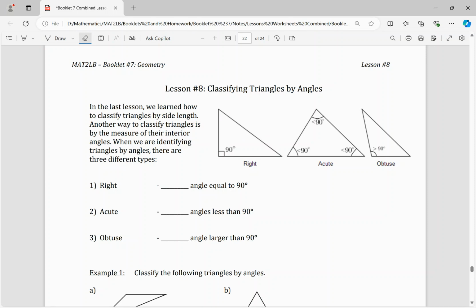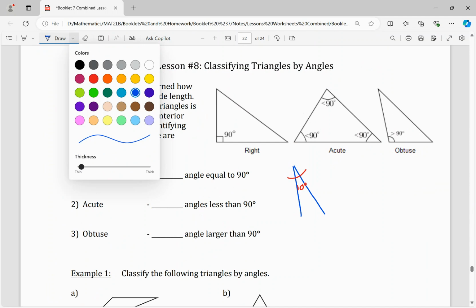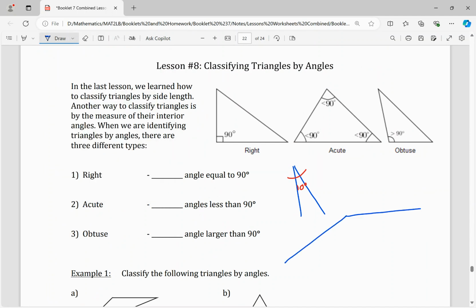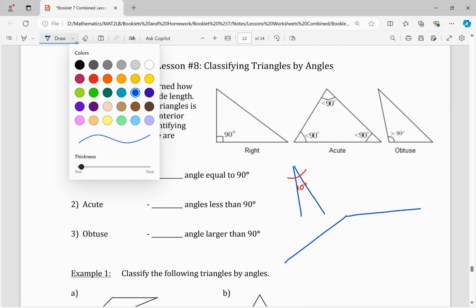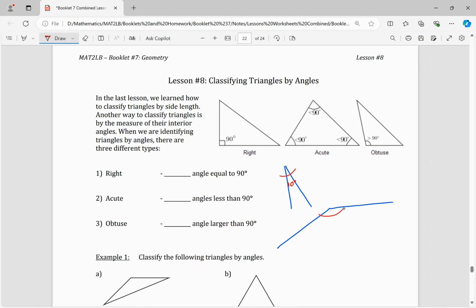So a really small angle might look something like this. This might be an angle of about 10 degrees versus a really wide angle, which might look something like this, right? This angle might be something like 150 degrees. So we use angles to measure how thin or how wide a corner is in our triangle.